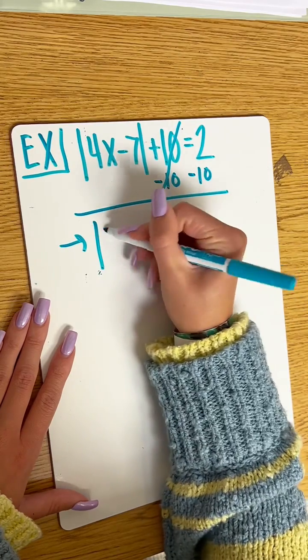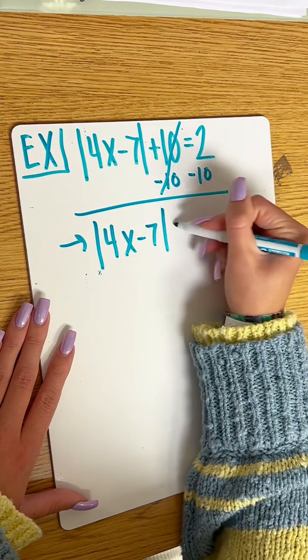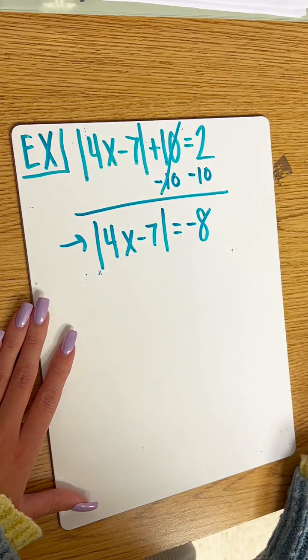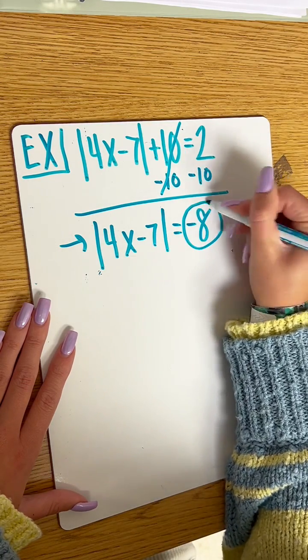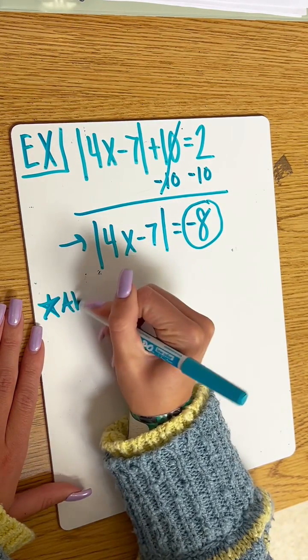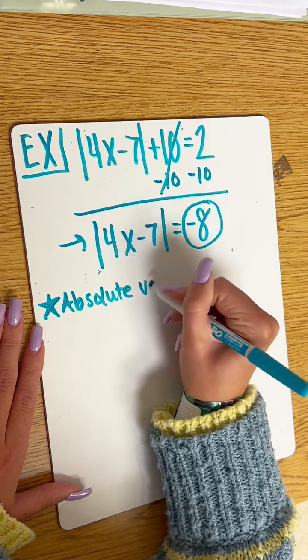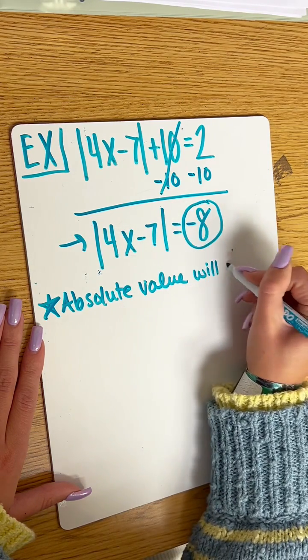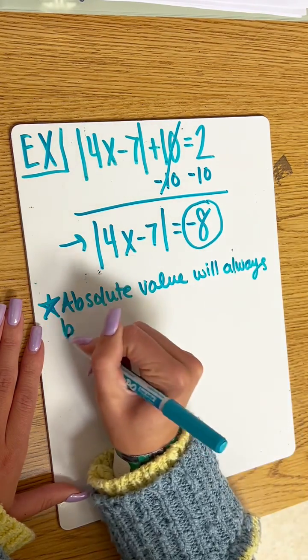In this case, I'm going to do it by subtracting 10 from both sides. And I end up getting the absolute value of 4x minus 7 equals -8. I can literally stop here because if you remember what I said from the beginning, we think about absolute value as distance, and distance will never be negative.